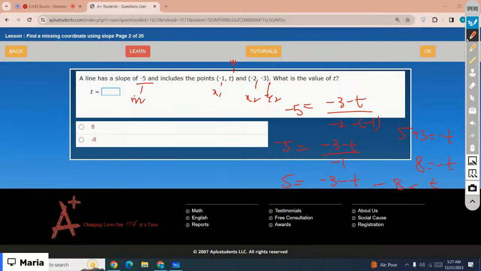So the correct option is negative 8, right?